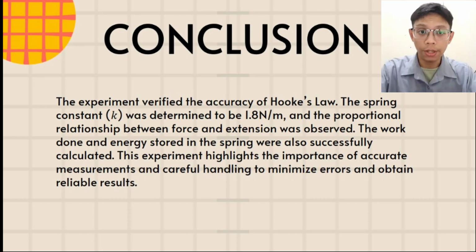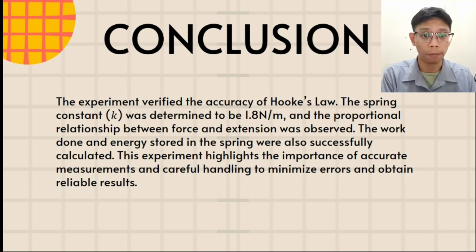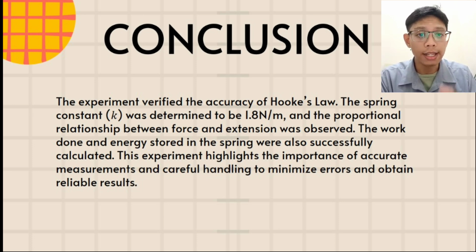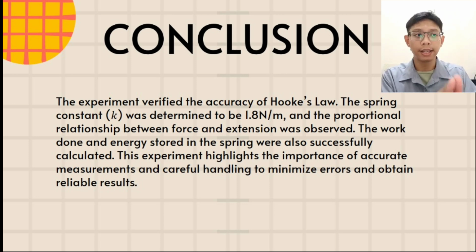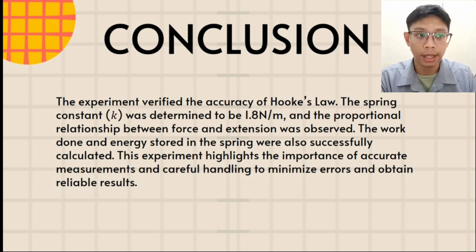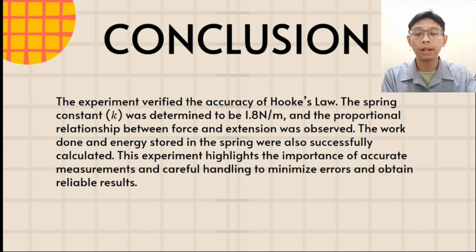In conclusion of this experiment of Hooke's law, the experiment verified the accuracy of Hooke's law. The spring constant with the symbol K was determined to be 1.8 newtons per meter, and the proportional relationship between force and extension was observed. The work done and energy stored in the spring were also successfully calculated. This experiment highlights the importance of accurate measurements and careful handling to minimize errors and obtain reliable results.